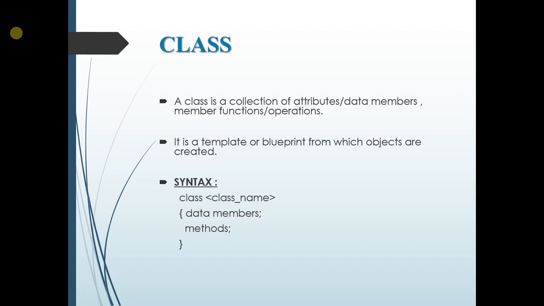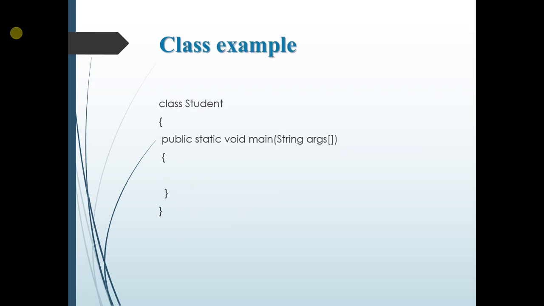So the basic definition of the class is that it is a template or a blueprint from which objects are created. The syntax for the class is the keyword class followed by the class name, and inside that we have data members and methods. A simple structure of a class looks like this: class followed by the class name, here the class name is student, and inside that we have public static void main(String args). This is the main method. It must be declared inside all the classes.